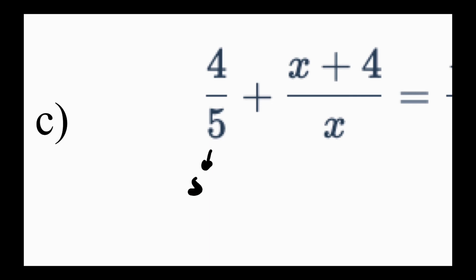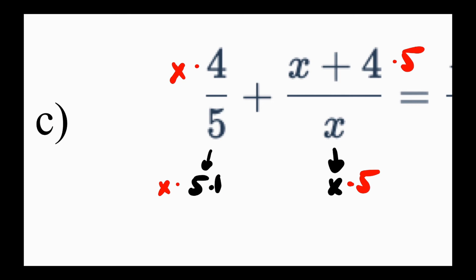So this one is just 5 and 1, right? This guy is just x. So this guy is missing an x. This guy is missing a 5. So it's going to be 5 times the top, and x times the top. Don't worry about the other side yet. We're not there yet. Just worried about this side.